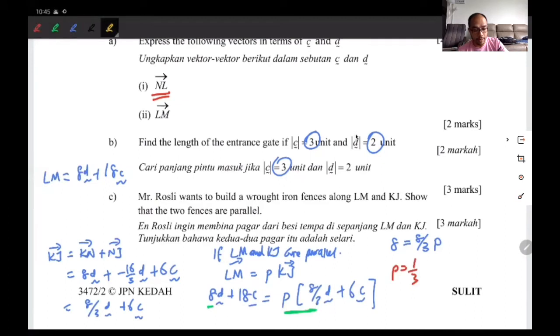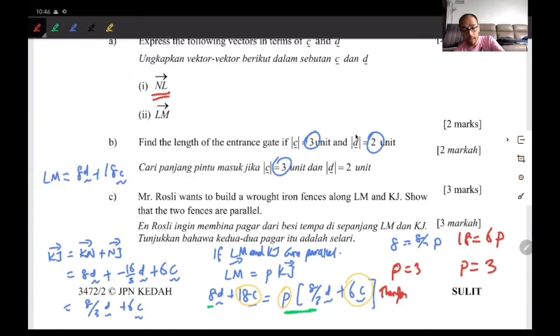Now I compare the C vectors. Of course I have to multiply this one in. So I will get 18 equals 6P. So I'll get P equals to, sorry, my mistake. Yeah, P equals 3. So this is also P equals 3. Therefore, LM and KJ are parallel, because the two values of P are the same.